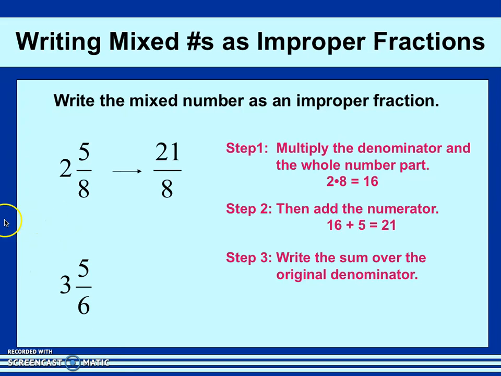Here I've got 3 and 5/6. First, I multiply 6 times 3, and I get 18, right? And then 18 plus 5 gives me 23. So I'm going to write 23 over the original denominator of 6. 23/6. Alright, my 3 steps. You might want to make notes of these so that you can use those notes on the next slide.